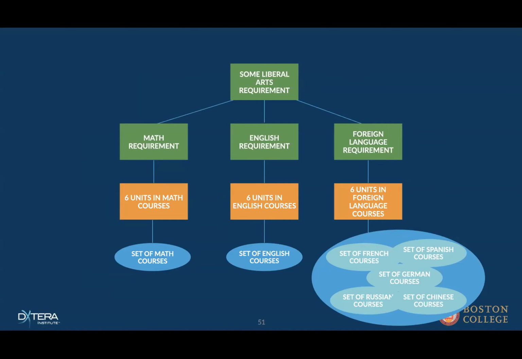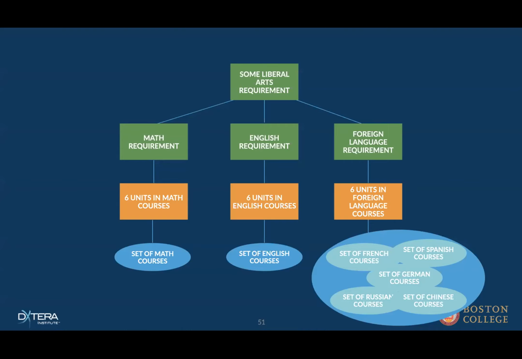And so I need to take 6 units in some set of math courses, and it had something to do with querying of the subject codes, but I might as well just create a set of courses either explicitly or around some rule to express that. And 6 units in English and 6 units among some foreign languages, but it's the set of French, German, Russian, Chinese, and so forth. So I can create a more human-friendly view of these requirements.